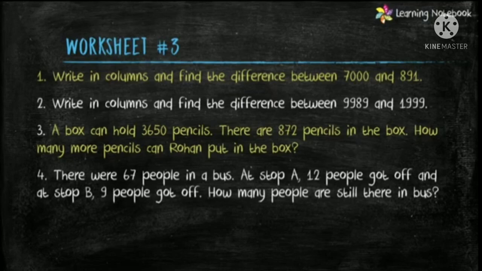Next question is, there were 67 people in a bus. At stop A, 12 people got off and at stop B, 9 people got off. How many people are still there in the bus?